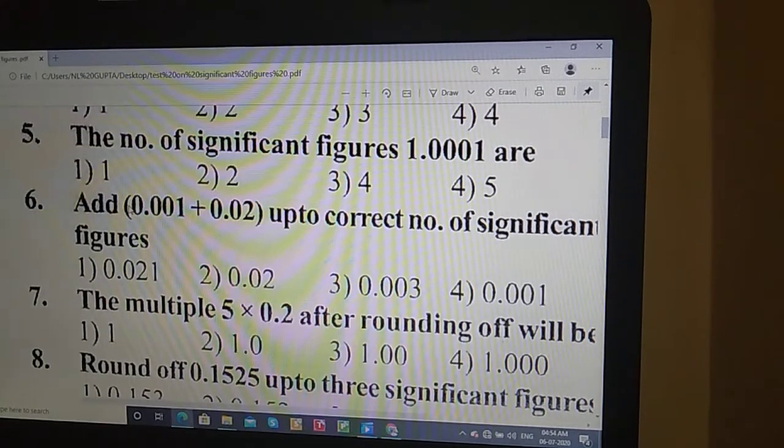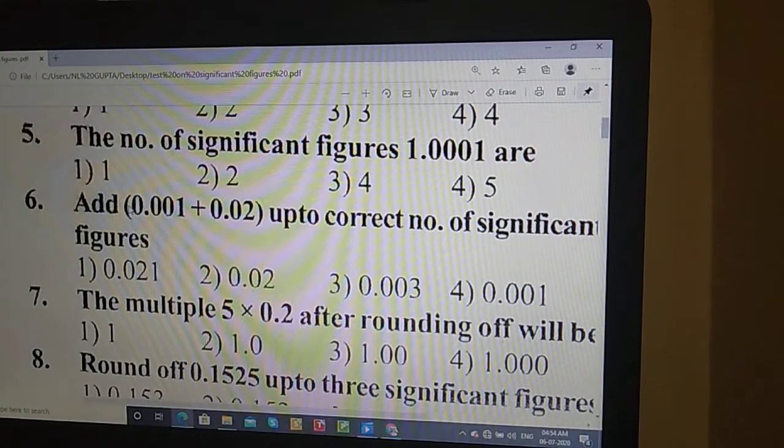So how will we be able to add these numbers, student? What is the rule saying? The answer should have what, student? It should have the least number of significant figures. Here the significant figures are 1 in this case, and here the significant figures are 2.